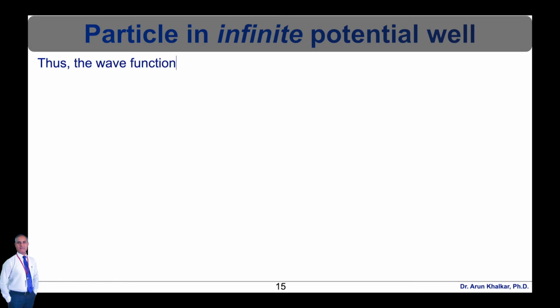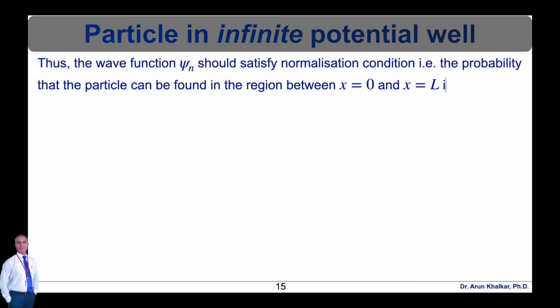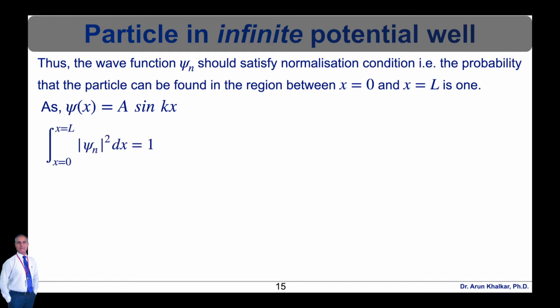Thus the wave function psi n should satisfy the normalization condition. That is, the probability that the particle can be found in the region between x is equal to 0 and x is equal to L is 1. As we have the equation psi of x is equal to capital A into sine of kx, let's integrate this equation with the limits x is equal to 0 and x is equal to L. Therefore, integration with limits x is equal to 0 to x is equal to L, psi n mod square dx is equal to 1. Therefore, integration with limits 0 to L, capital A square into sine square of n pi x upon L into dx is equal to 1, by simply putting the value of psi of x in this integration.